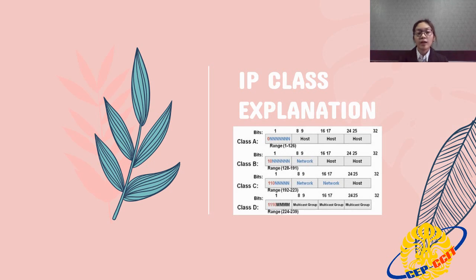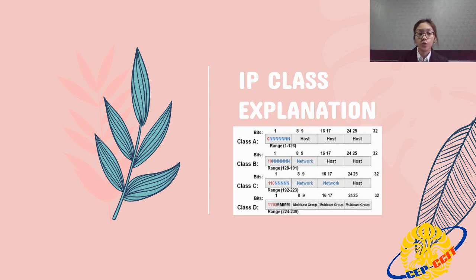Class B is used for medium to large-scale networks. The first 2 bits in the first octet of a Class B IP address are usually binary numbers 10. The next 14 bits are the network identifier. The remaining 16 bits represent the host identifier. Class B IP addresses have 65,534 hosts.